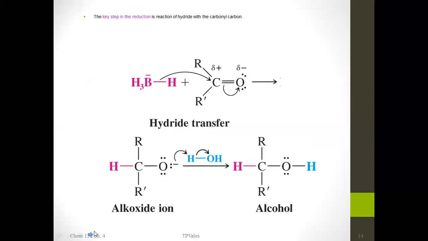So let's look at the mechanism or the key step of the reduction reaction, using hydride to attack the carbonyl carbon. So here you have your borohydride. Regardless of the partner, you can have your lithium, your sodium. Let's say you have your borohydride here.